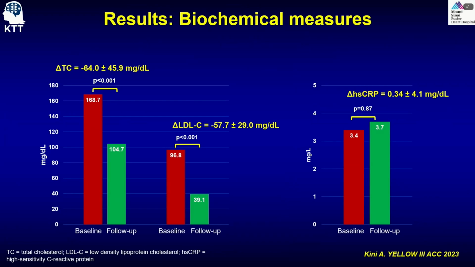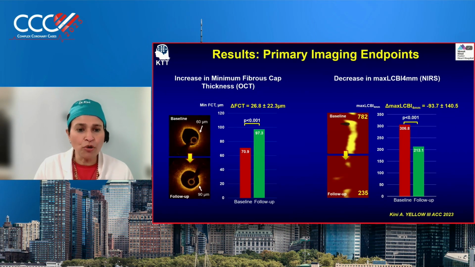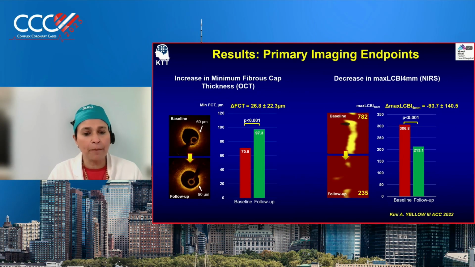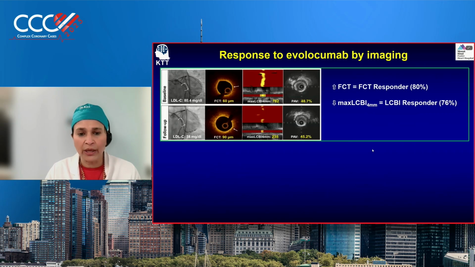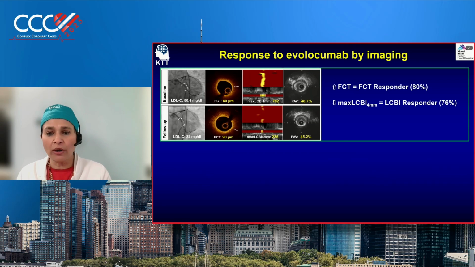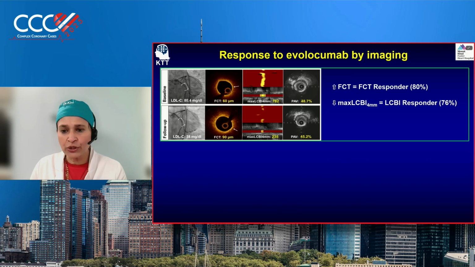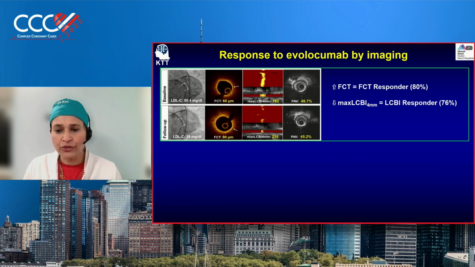There was a significant decrease in total cholesterol and LDL when they came back, and we know that evolocumab does not change CRP. There was a significant improvement in fibrous cap thickness, and a decrease in LCBI, which we call the melting butter sign. We then grouped the patients who responded and who did not respond. 80% of the patients responded with an increase in fibrous cap thickness, and in about 76% of the patients there was a decrease in LCBI.